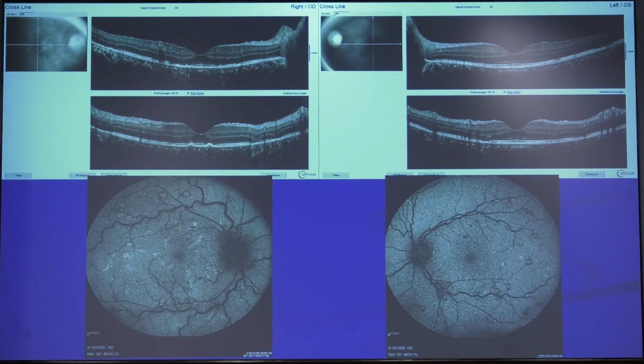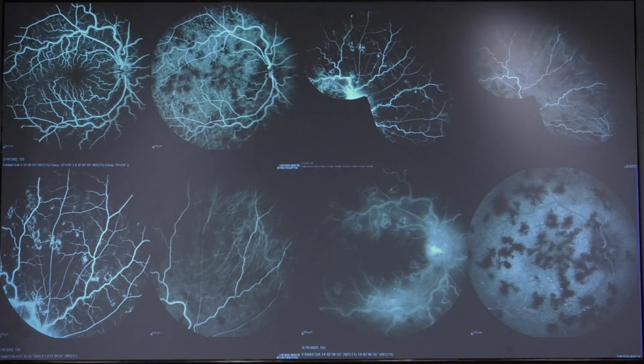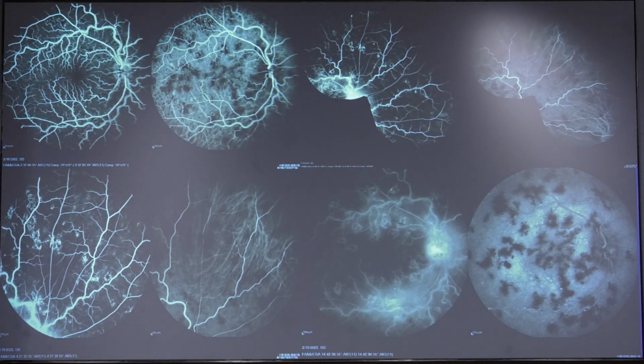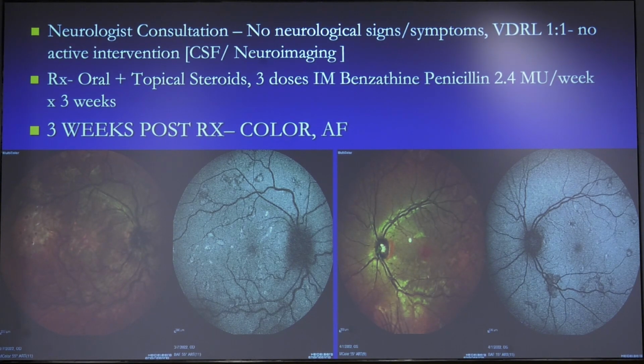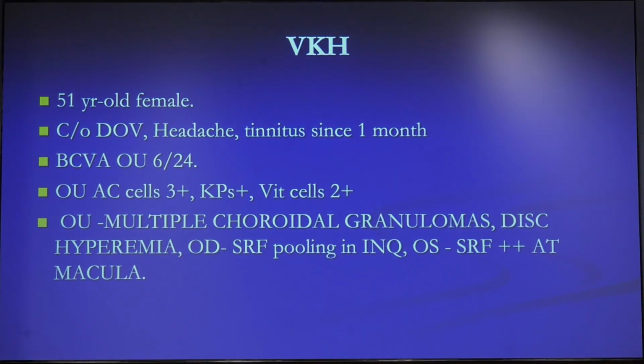And this is the OCT, and OCT has nicely been covered by Dr. Risha, and you can see the hyperautofluorescent areas more in the right eye showing active choroiditis. And this is what the FFA ICG looks like, and you can see hypo with hyperfluorescence and a lot of hypocyanescence also in both eyes, corresponding to the areas of activity. There were no neurological signs or symptoms, and he was treated with oral and topical steroids and 3 doses of intramuscular benzathine penicillin for 3 weeks. Post-treatment, this is what the fundus picture looked like.